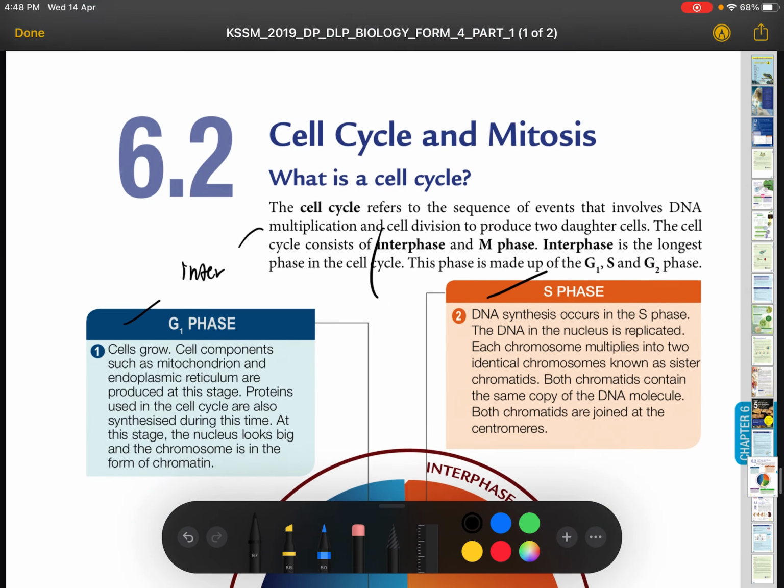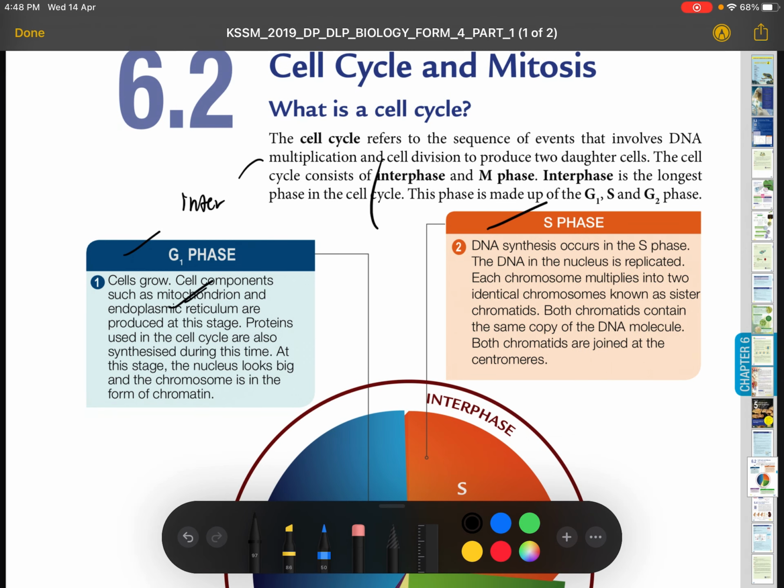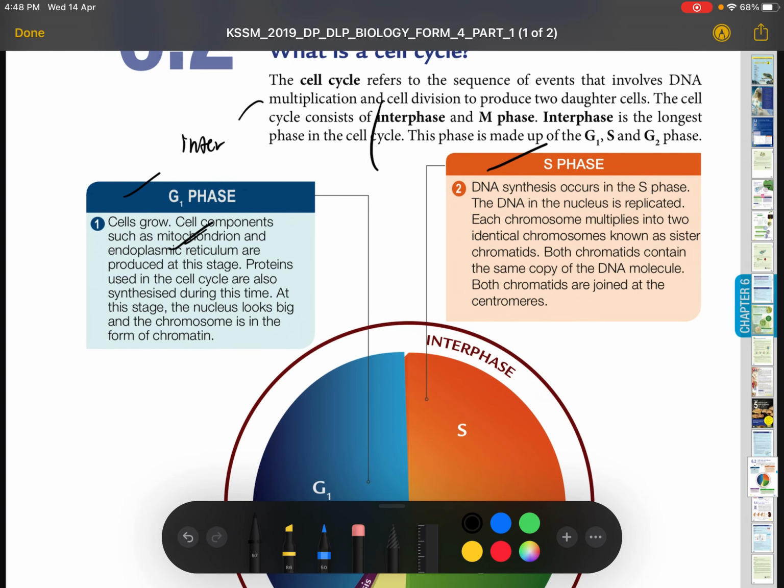Interphase is divided into three: G1 phase, S phase, and G2 phase. In the G1 phase, the cell grows its main components such as mitochondria and endoplasmic reticulum, the things that you need in a cell. And then it also produces some proteins. So during G1 phase, the nucleus expands, it becomes bigger. And during this time, the chromosome is still chromatin.